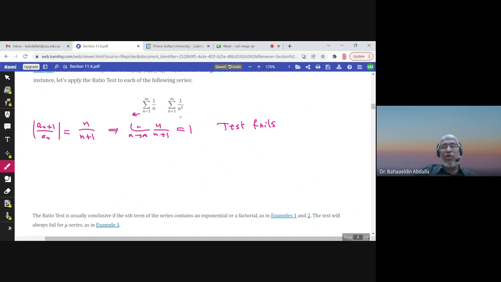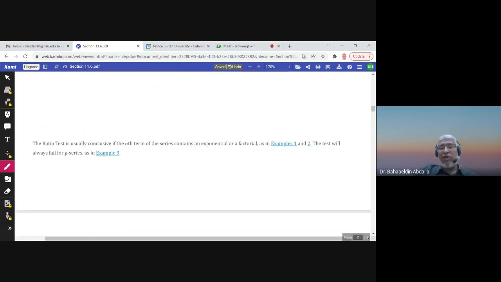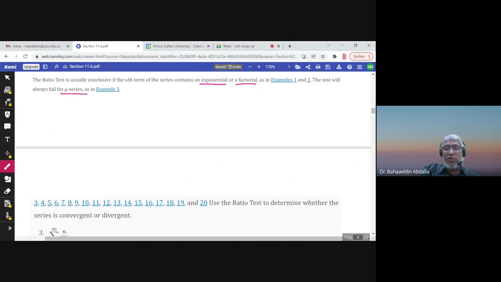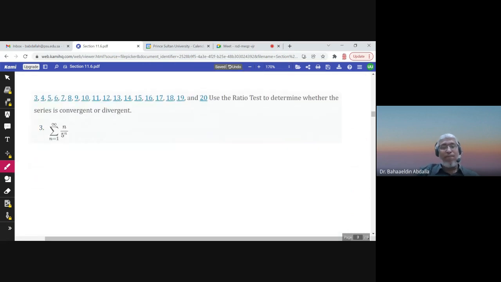Also, you can try with 1 over n squared. You will have (n plus 1) squared over n squared, and the limit will also be 1. So the ratio test fails when we use it with the p-series. So do not use it with the p-series. Use it when we have exponential or factorial. Okay, you use the ratio test. It's very nice and very helpful there.